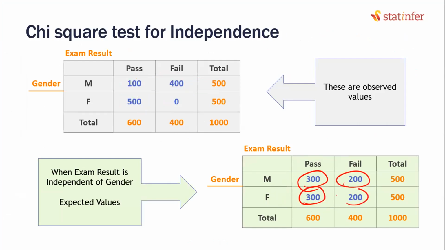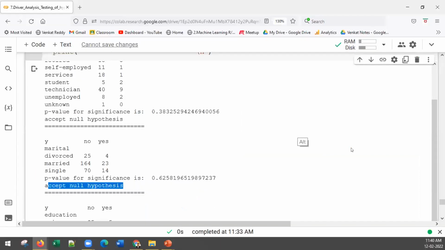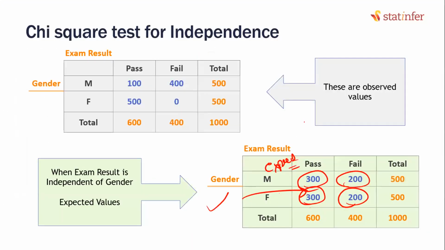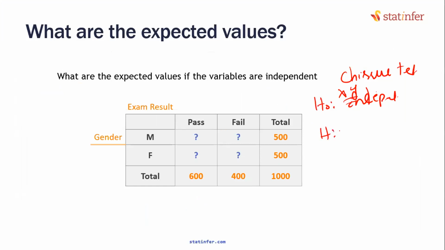Why did we write 300, 200, 300, 200 here? Because if everything is independent, this is the expected table. Do you agree? Based on that, our null hypothesis is independent. Alternative hypothesis is dependent. So accepting null means we are accepting their independence.